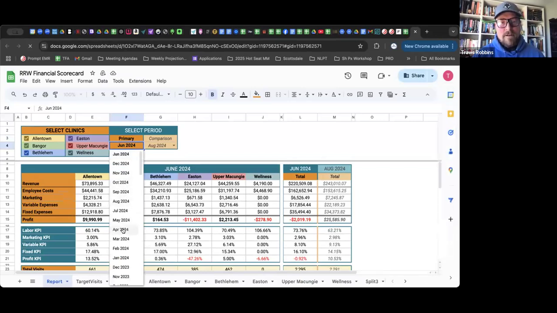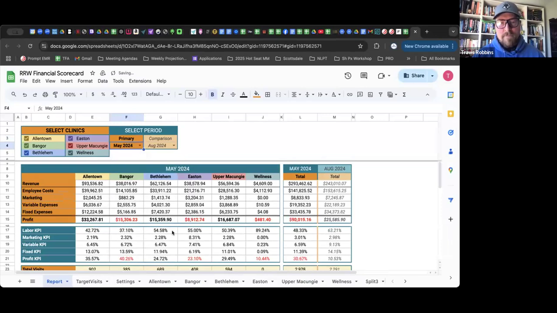So you can take any month of the year. Let's see what happened in May. So here's all of our offices: Allentown, Bangor, Bethlehem, Easton, Upper Country. Ignore the wellness stuff because that's just a different thing in our organization. But these are the numbers.